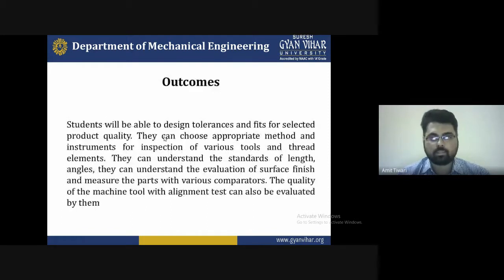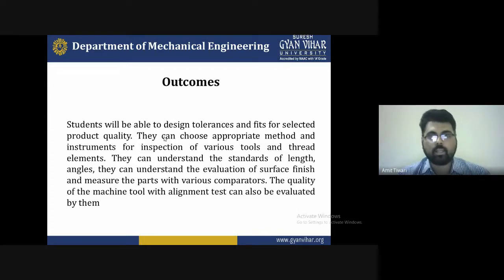At the end of the lecture, a student will be able to design tolerance and fit for selected product quality. They can choose an appropriate method and instrument for inspection of various tools and thread elements. They can understand the standards for length. They can understand the evaluation of surface finishing and measure the parts with various comparators. The quality of the machine tool with alignment tests can also be evaluated by them.